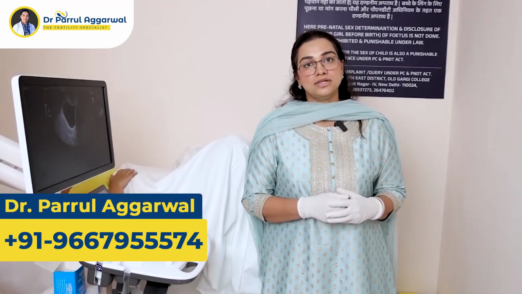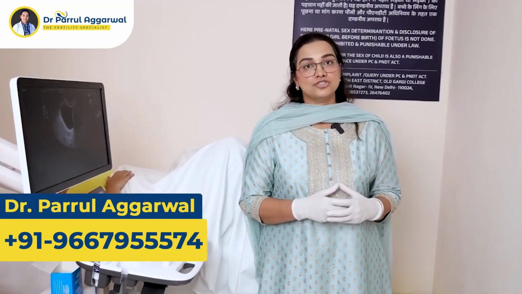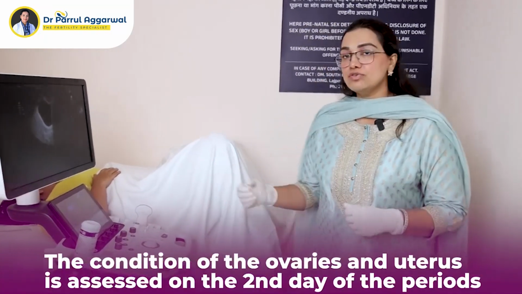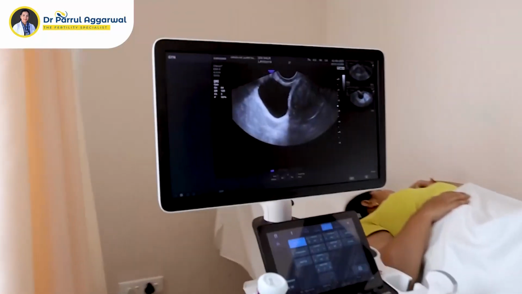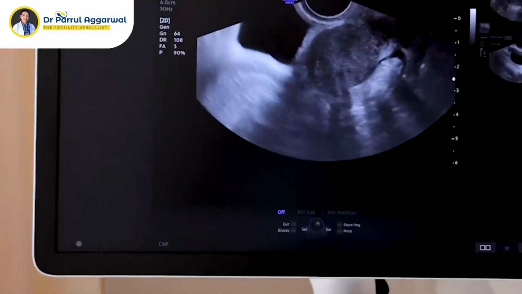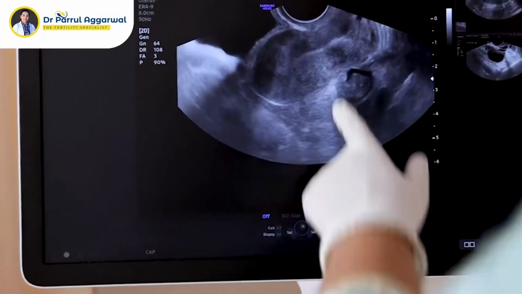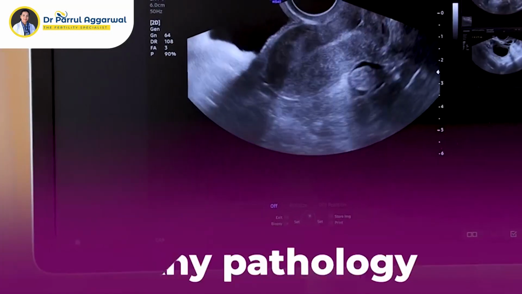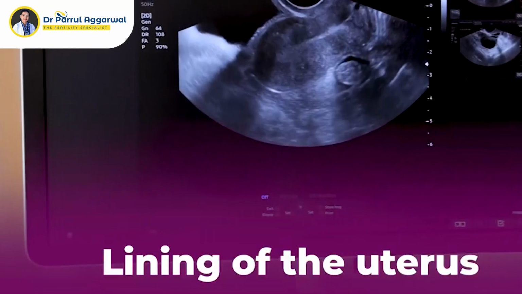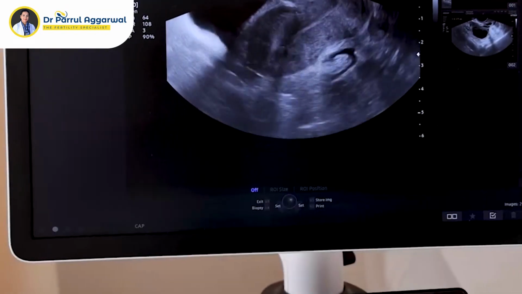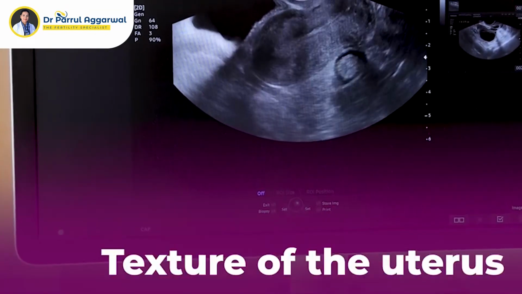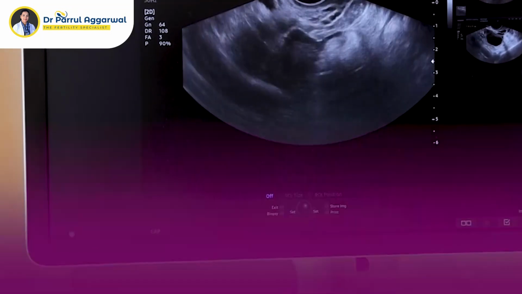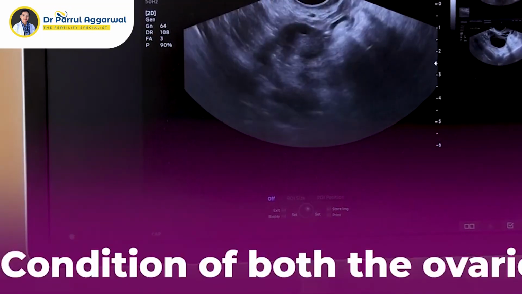What we do is we call the patient on day 2 of her periods, and then we see what is there inside the pelvis. We see the conditions of both the ovaries and the uterus. So if we look over here, this is the uterus. We have to see that there should not be any pathology. We have to evaluate the lining of the womb, the texture of the womb itself, and then we have to evaluate both the ovaries.